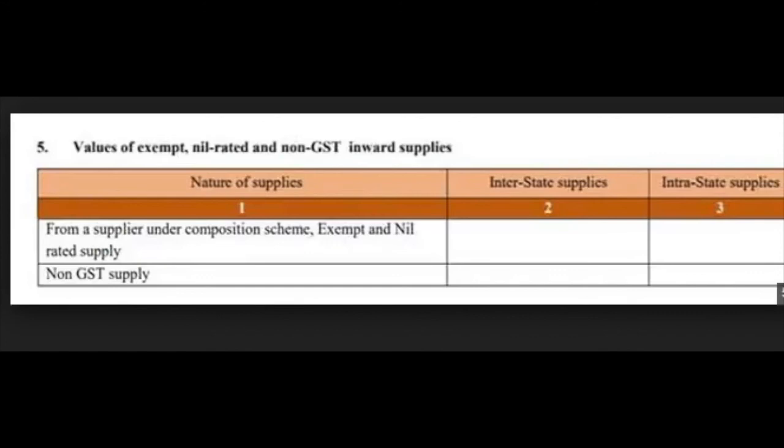Table 5. Values of exempt, nil-rated and non-GST inward supplies. Understanding rows. From a supplier under composition scheme, exempt and nil-rated supply. Here, details of inward supplies received from composite dealer and also goods and services exempt or liable to nil rate needs to be mentioned. Non-GST supply. Goods or services which do not fall under the ambit of GST needs to be mentioned here.